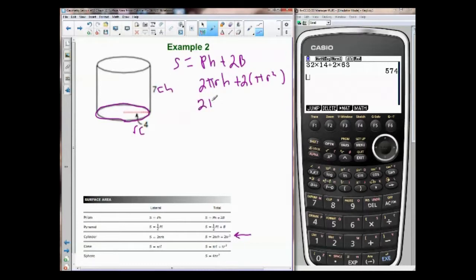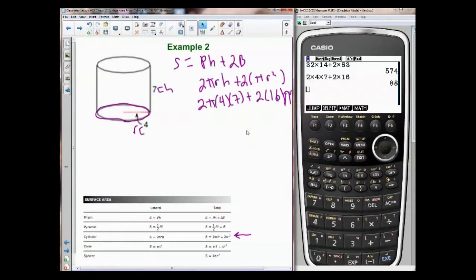So we have 2 times pi times 4 times 7 plus 2 pi r squared. Well, that's going to be 16, so 2 times 16. Now, when I put this in the calculator, don't forget the pi. Here we have 2 times 4 times 7 and 2 times 16. And I can do this in the calculator again. Because my Casio is very smart, I could do 2 times 16. Plug it in, and I get 88.